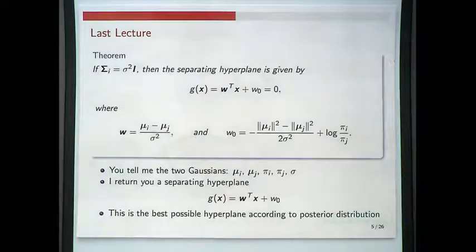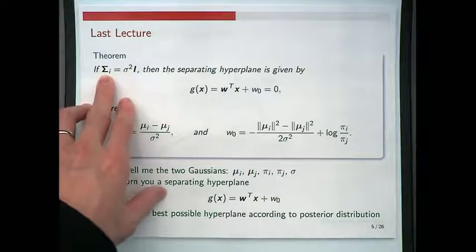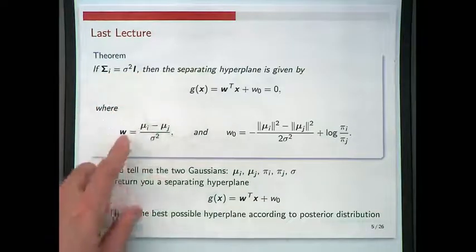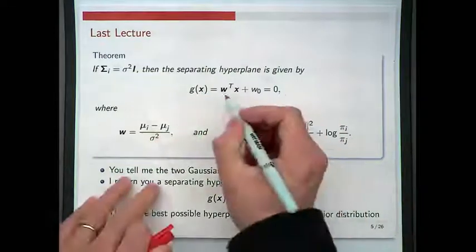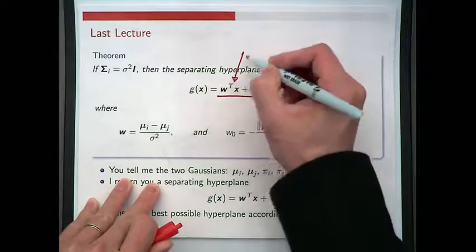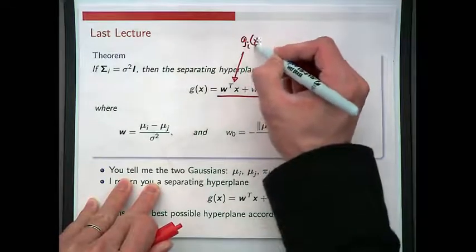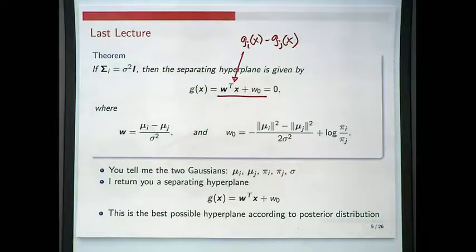So last lecture, we proved that for the first case, where the covariance matrix is identity, you can show that the decision boundary, this g(x), can be written as a linear equation. And the reason why we can get that is that you have this g_i(x) minus g_j(x). You look at the equation previously.